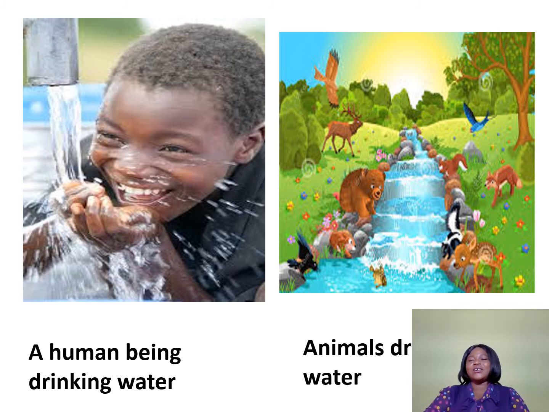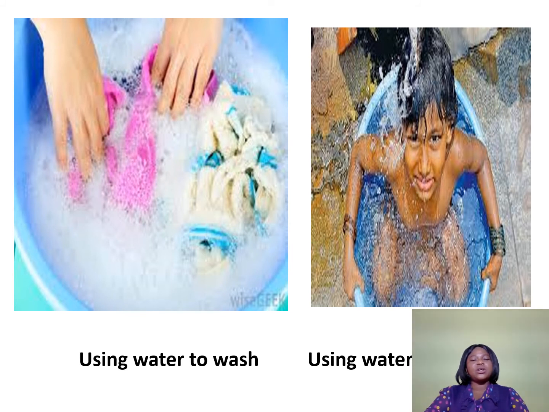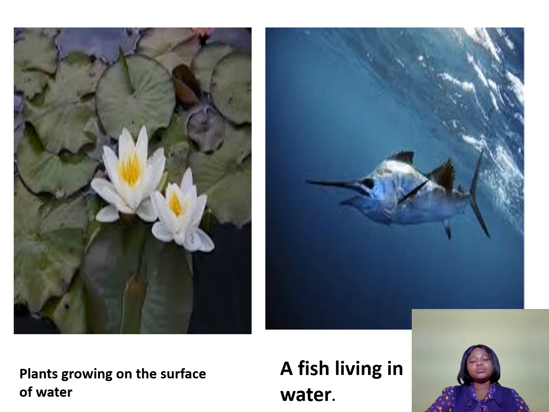Good. Let's continue. So our next slide is about using water to wash. We use water to wash our clothes and to bathe. So you see a boy using water to bathe. And then these are plants growing on the surface of water. Those are the water lily flowers we are talking about. And this is a fish in water. That's the habitat, in water. Okay? Good.